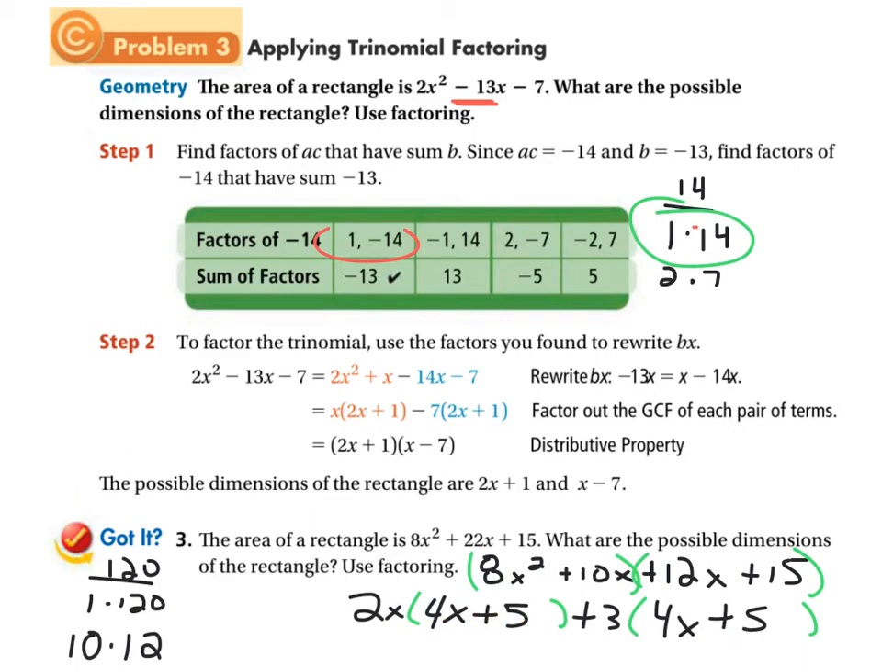That's a great sign. And I'm going to write the answer in red. The first binomial can be what I found inside of both of them, 4x plus 5. And the second binomial can be what we factored out, this 2x here and this plus 3, so 2x plus 3. And that, my friends, is the answer. 4x plus 5 times 2x plus 3.